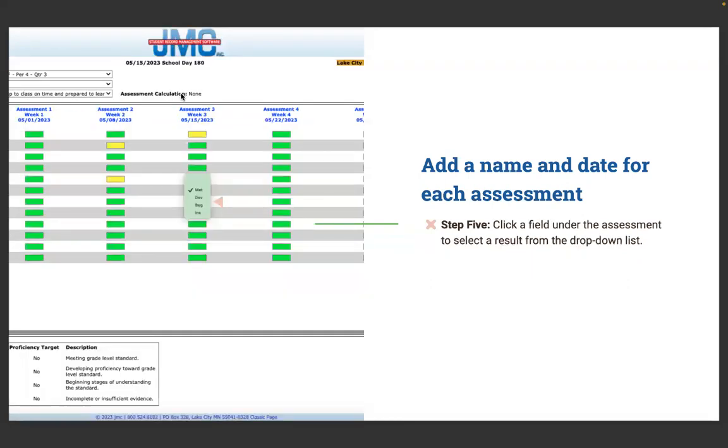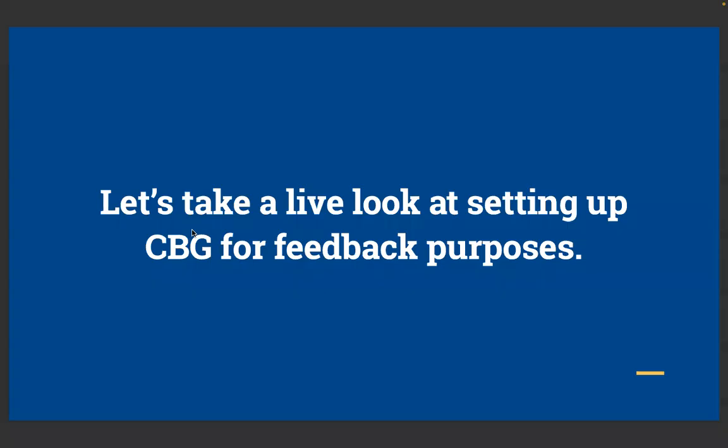And then step 5, you click the result from an empty box and you select one of your results from the drop-down list that pulls up. And it's as simple as that.